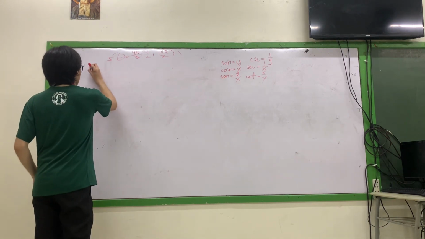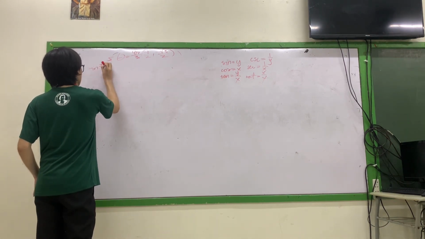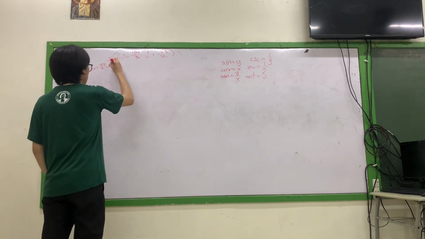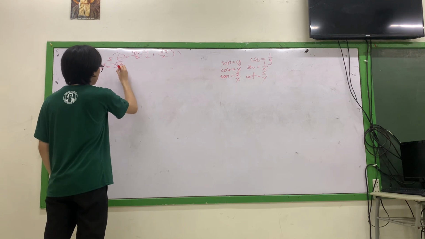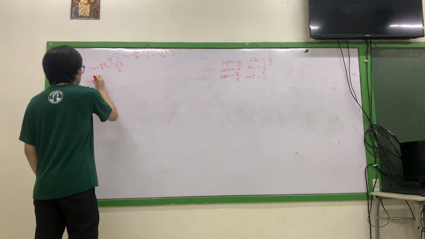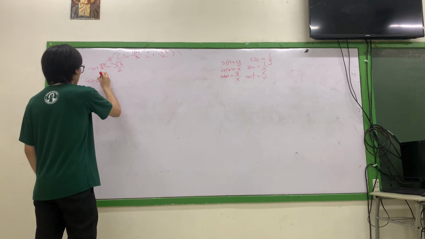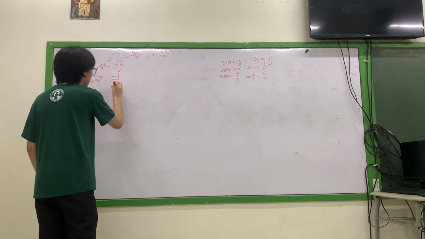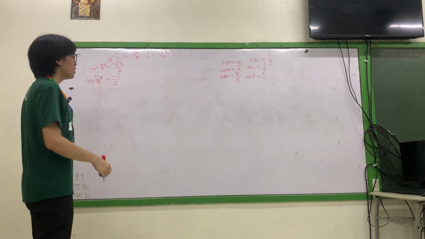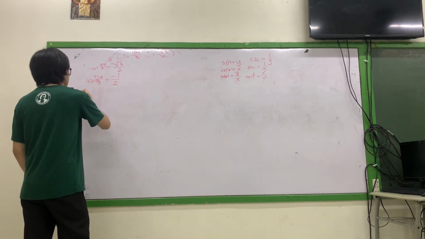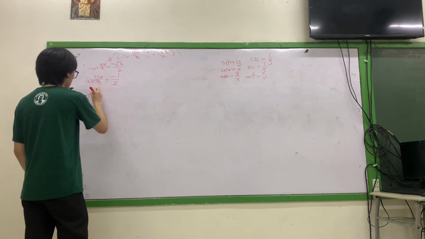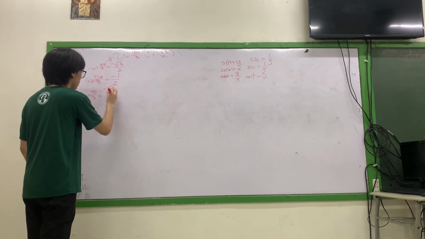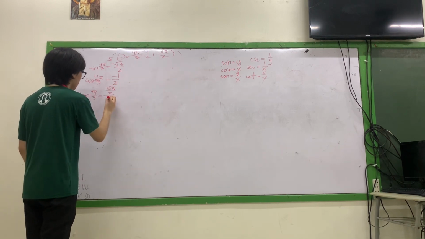To find the sine of 4 pi over 3, we substitute y with our y value, which is negative square root of 3 over 2. For cosine, it is x, so we substitute our x value, which is negative 1 over 2. Next is our tan, which is y over x. Again, we can simply substitute. So we have our y, negative square root of 3 over 2, over our x, which is negative 1 over 2.